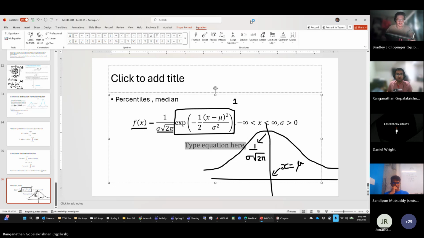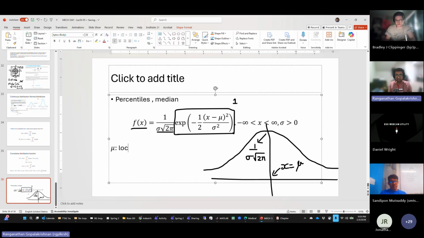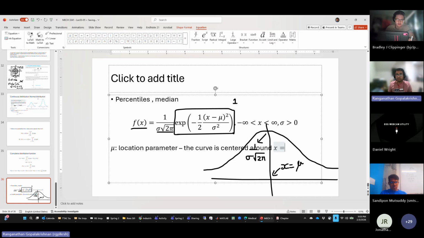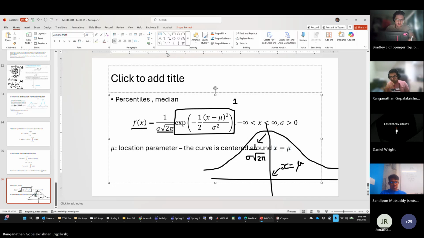Mu can also be thought of as a location parameter, meaning it locates the curve. Wherever x equals mu, that's where the curve is centered. The curve is centered around x equals mu.